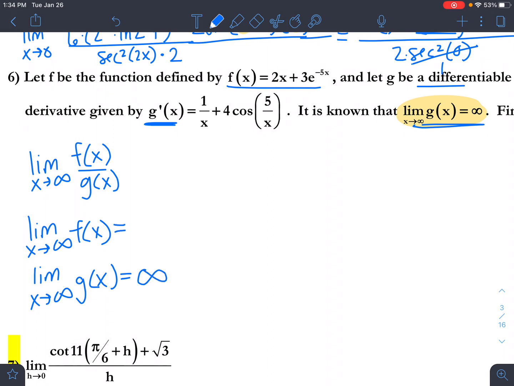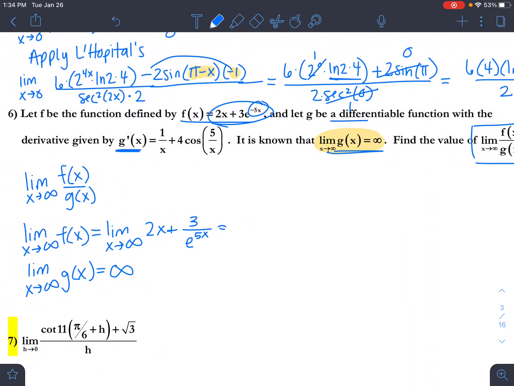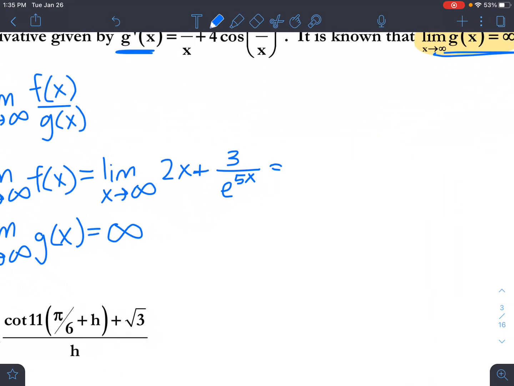And then f of x is given to us right here, 2x plus, I'm gonna write this 3 over e to the 5x. So think about it this way, guys. Negative exponents flip to the bottom. So it would be e to the 5x in the denominator. The 3 would just stay on top. Okay, if we were to plug in infinity, now I know you can't really plug in infinity, but think of if you plugged in a really huge number, you would get 2 times infinity, a huge number, plus 3 over e to the infinity, so some big number.